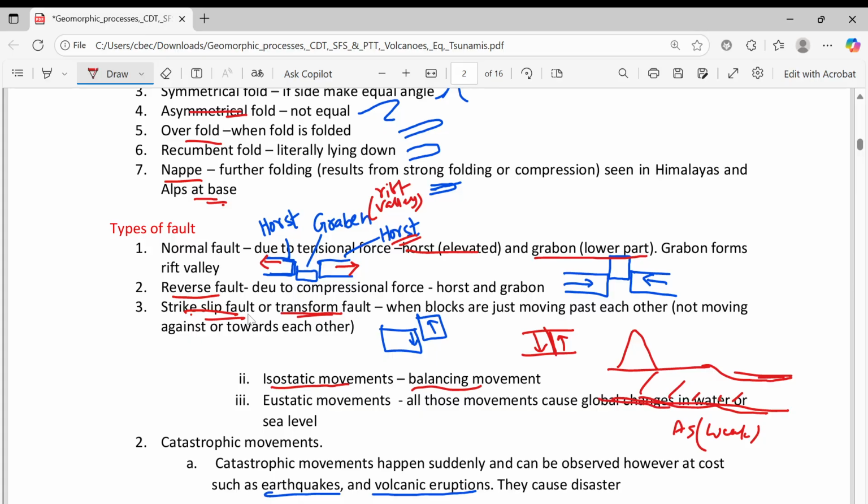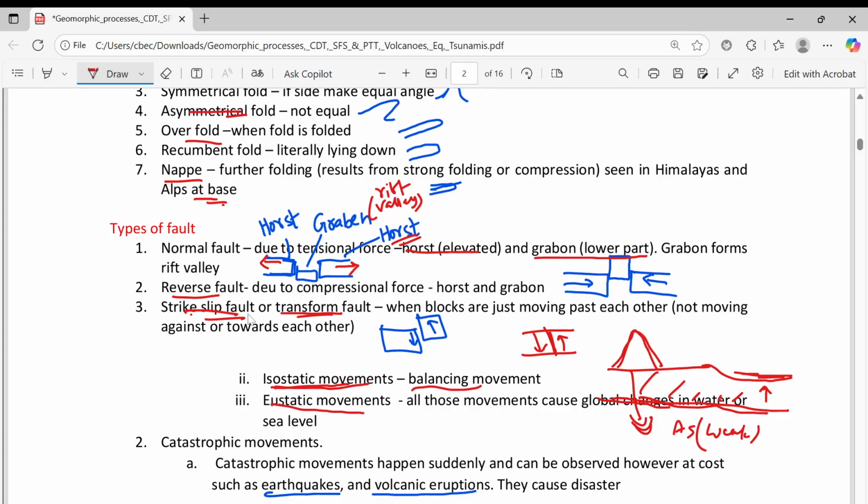This lithosphere is floating in this asthenosphere. Whenever there are mountains, it will sink more, being denser. So this balancing, whenever there is no mountain, it will somewhat lift. Like this, the balancing movement is called isostatic movement. Isostatic movement is the balancing movement of the lithosphere on the asthenosphere.